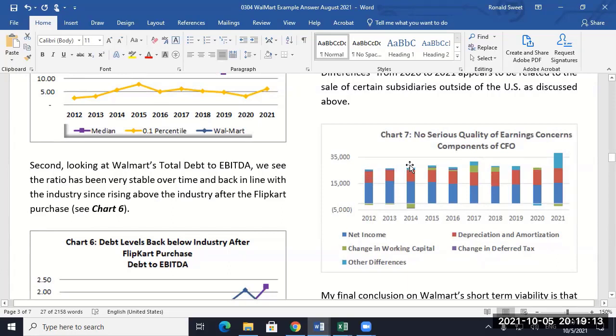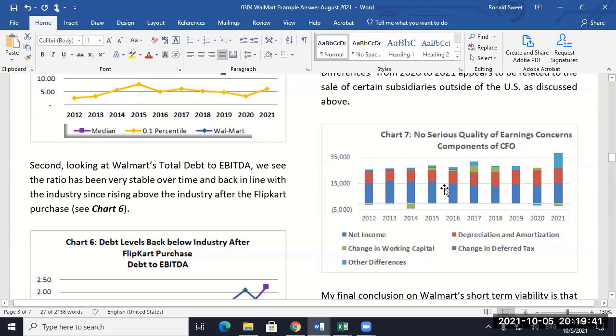The top of this chart is cash from operations. The blue is net income. So what am I doing? I'm taking net income and making these 3 or 4 adjustments to get to CFO. Below the line is something I'm subtracting from net income to get the CFO. Above the line is what I'm adding. The red is the most obvious. I'm adding back depreciation.